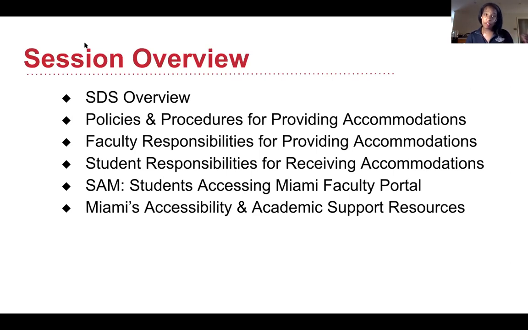We'll talk about the fact that you can have access to that as a GA or TA and how to go about requesting that. And then student responsibilities for receiving accommodations, because it really is about understanding the interactive process, which involves student disability services, anyone in a teaching capacity, instructional staff, and then the student. So it's important to understand what the student is responsible for. And we'll just briefly touch on the different accessibility and academic support resources at Miami.